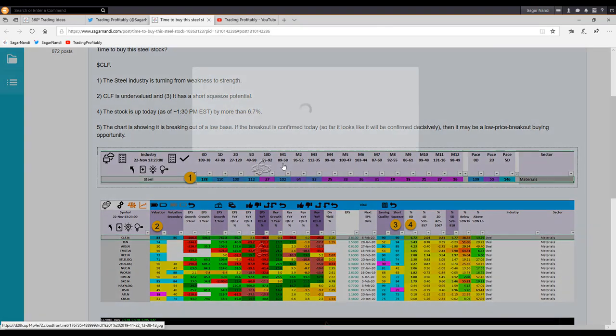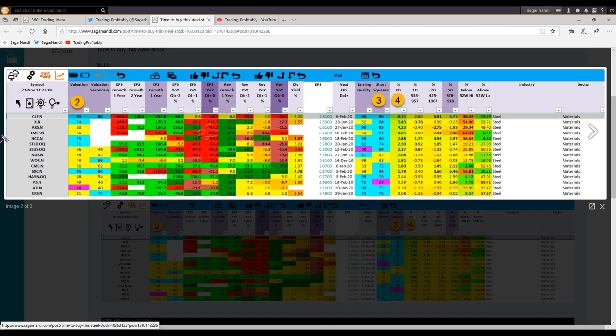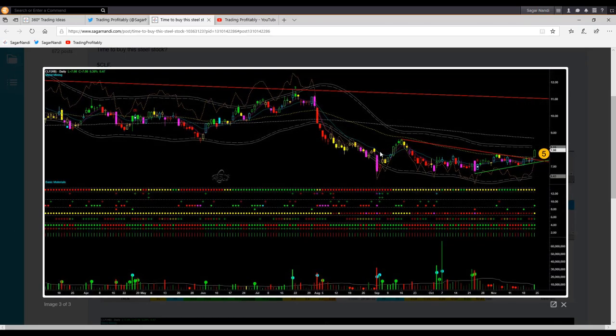Again, the same 360 degrees analysis that I always carry out, looking at the industry, fundamentals and technicals. As of that time, that was about 1:30 p.m. Eastern Standard Time on 22nd November, Friday, I saw the industry was strengthening. That was the industry level analysis. Then in terms of fundamentals, I found CLF as a stock that is undervalued. The valuation score is in cyan color. It has a short squeeze potential, and as of that time, it was up by 6.7%. Fundamentally, I had reasons to consider buying the stock. The industry was strong. Last step would be to look at the technical charts.